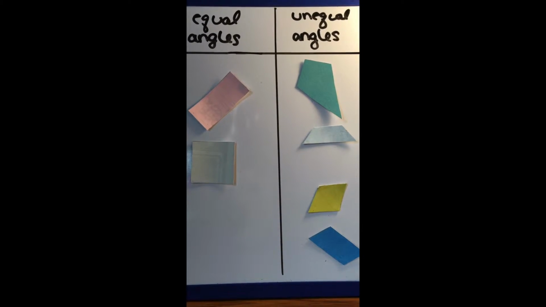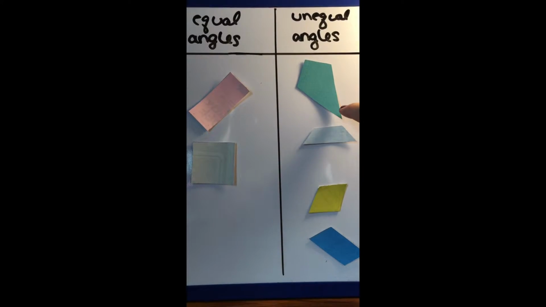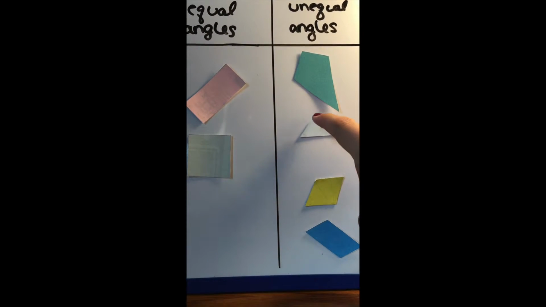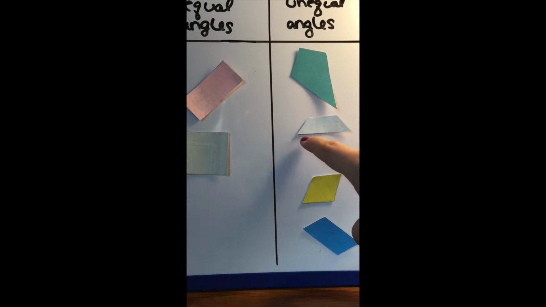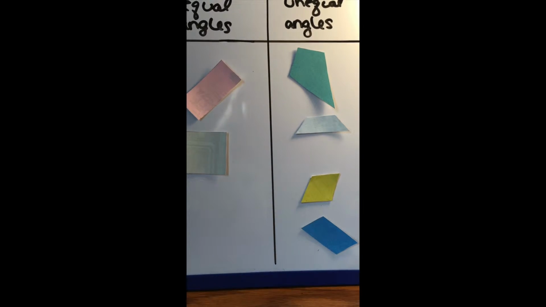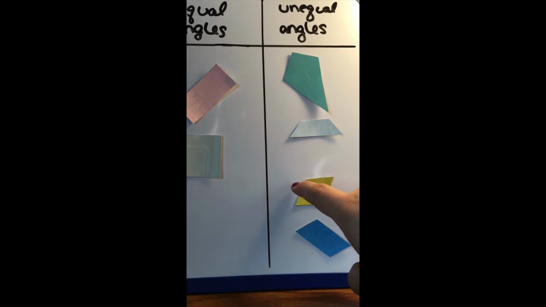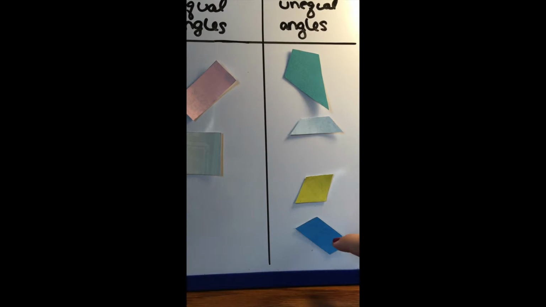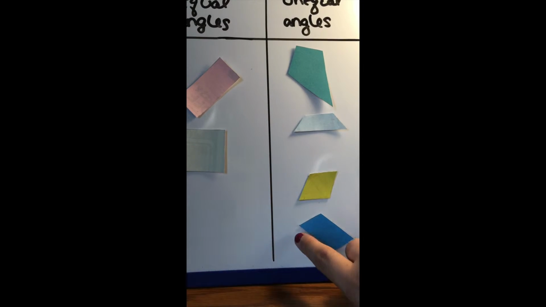Now, we can notice that this kite has unequal angles. We can notice that this is an acute angle and these are two very obtuse angles. Likewise, if we look at this trapezoid, this is a very large, obtuse angle and this is a very acute angle. If we look at this rhombus, this is also a very obtuse angle and this is a very acute angle. Similarly, with this parallelogram, this is a very obtuse angle and this is a very acute angle.